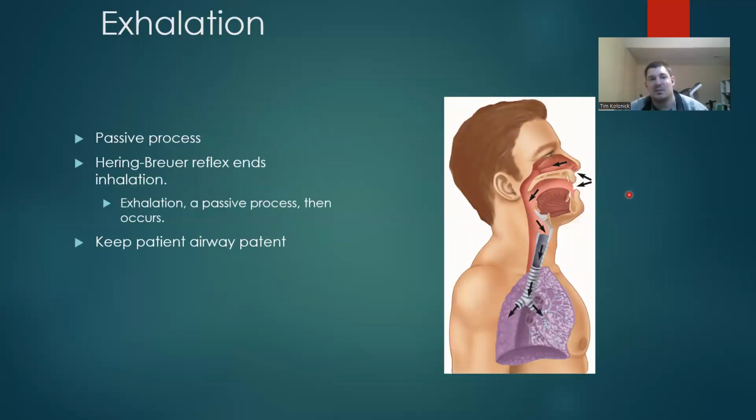Exhalation, passive process, the muscles relax, right? And it starts with that Hering-Breuer reflex, which at maximum inhalation, you get that reflex and we just exhale, right? Everything relaxes and we push that waste air out and then do it all over again.